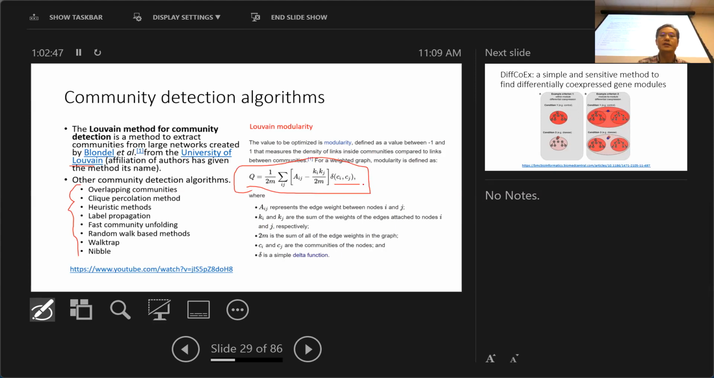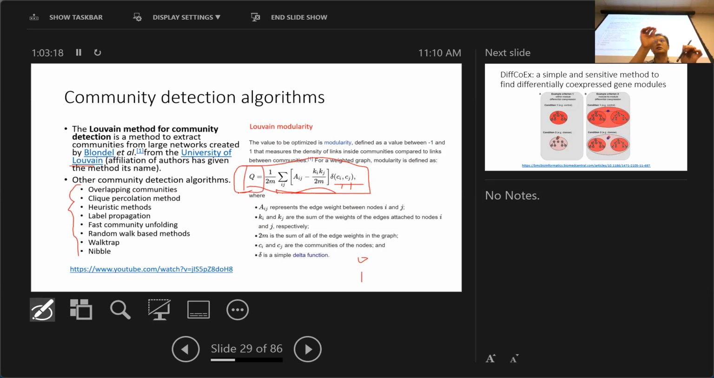So here there's a delta function. If i and j belong to two different communities, you have a delta value of 0, or otherwise, if they belong to the same community, you have 1. So depending on the membership assignment, whether they're yes or no, you can have this. And then you go through all pairs in the whole network. You start to compute a value of this.